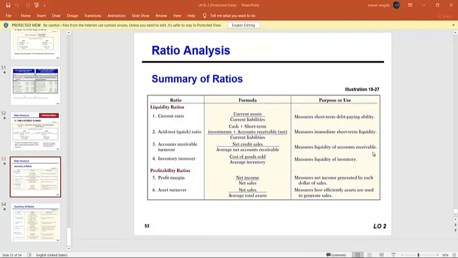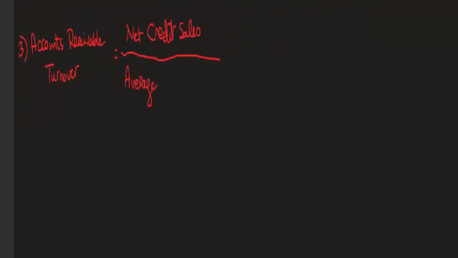How good or how efficient is the company in following up with its creditors and collecting these accounts receivable from them? As a result, the higher the accounts receivable turnover, the better. So let's calculate the accounts receivable turnover.